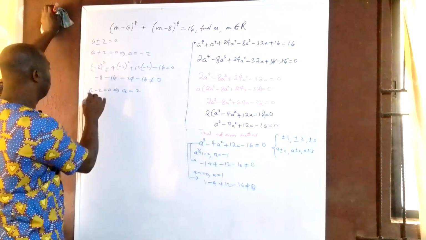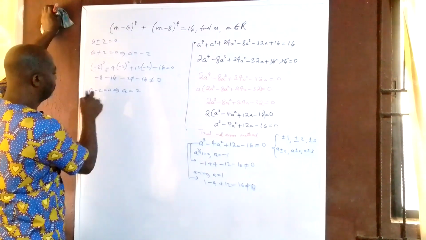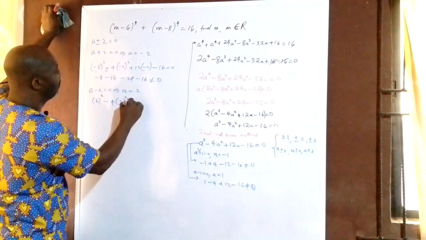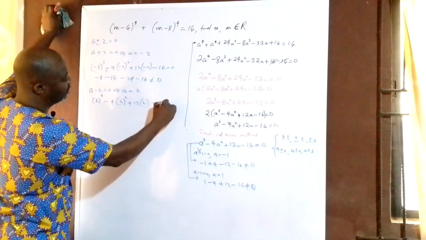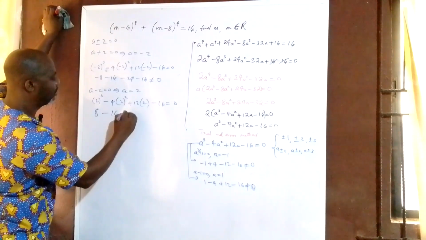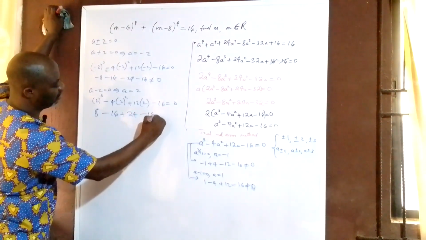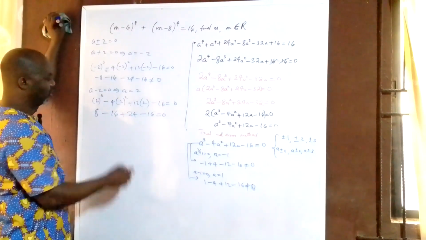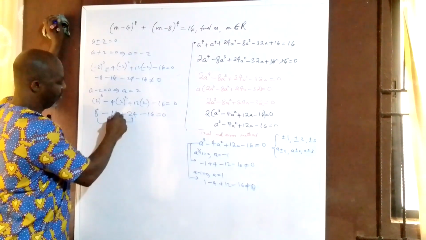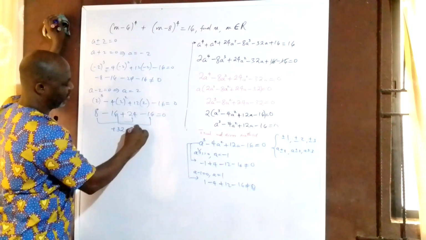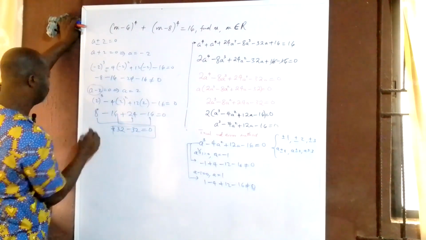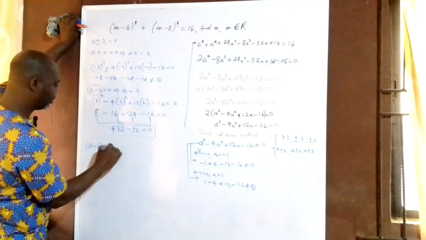So if we try a equal to 2, this will be 2 cubed minus 4 times 2 squared plus 12 times 2 minus 16. Let's see if this will give us 0. This will be 8 minus 16 plus 24 minus 16 equal to 0. So if you look at it, this combines to give us plus 32. This combines with this to give us minus 32, and that is definitely 0. So let's use this factor. That means that a minus 2 is a factor.